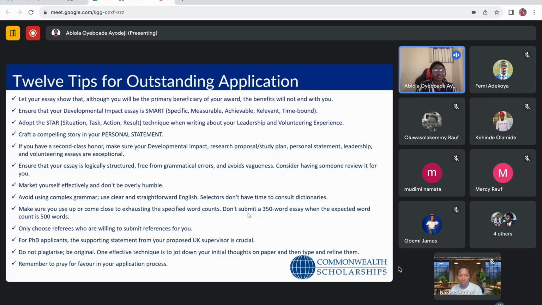So please pray for favor as you are applying, as you're approaching the nominating agencies and they're writing your applications as well. Thank you so much.